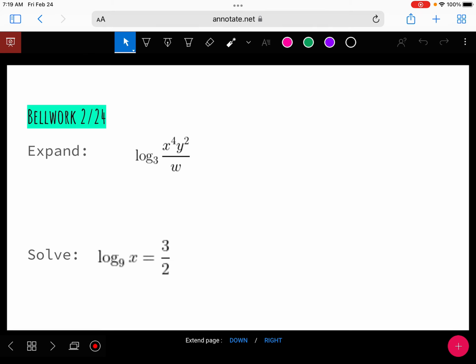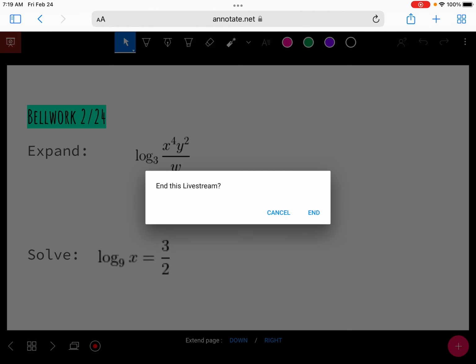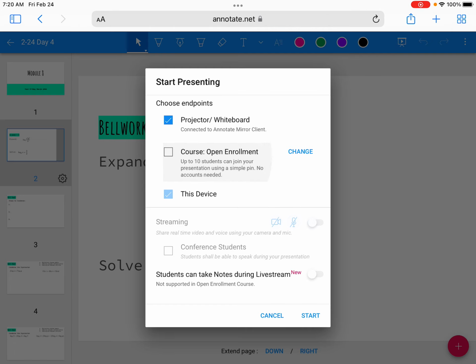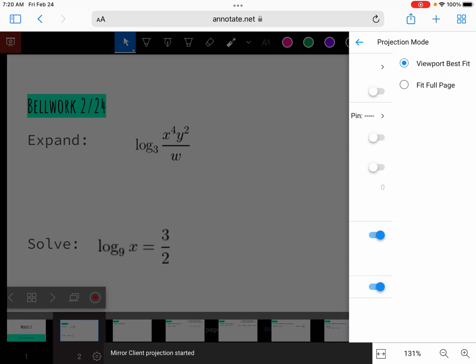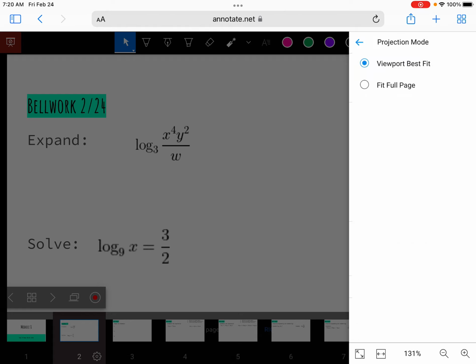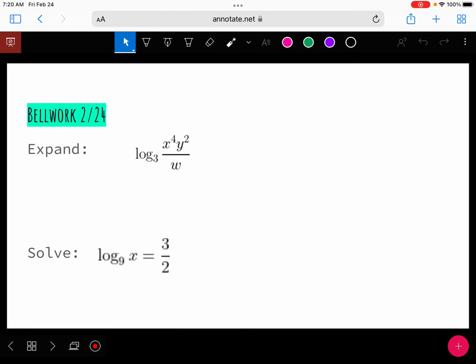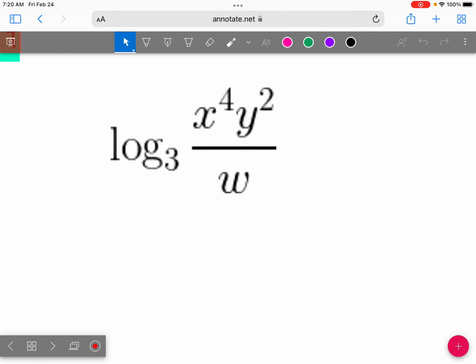Spell work is expansion. So this is what we talked about yesterday. It's just more practice with expanding your logs. Okay, so what was our first step with expanding logs?